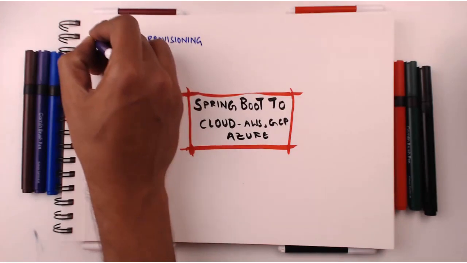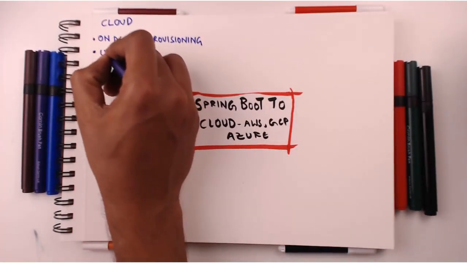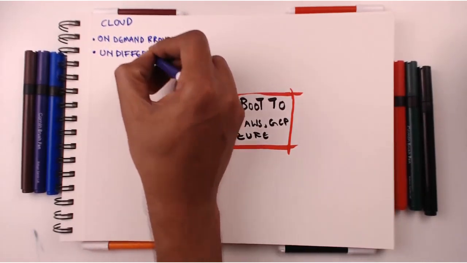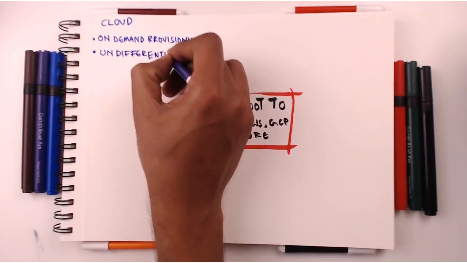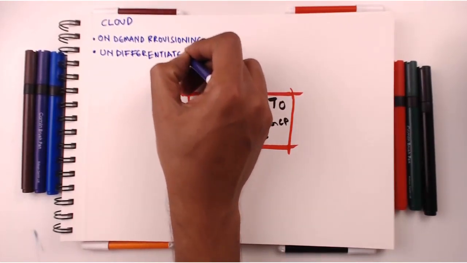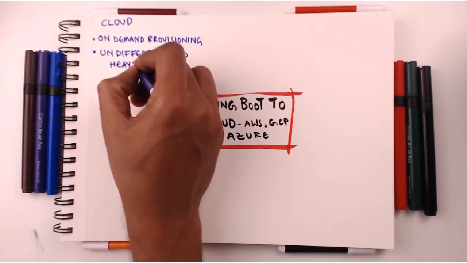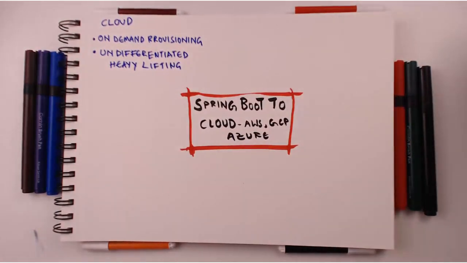The reason number two why cloud became very popular these days is something called undifferentiated heavy lifting. So I'll write it down, undifferentiated, I hope I'm getting the spellings right. So it's undifferentiated heavy lifting. What is undifferentiated heavy lifting?